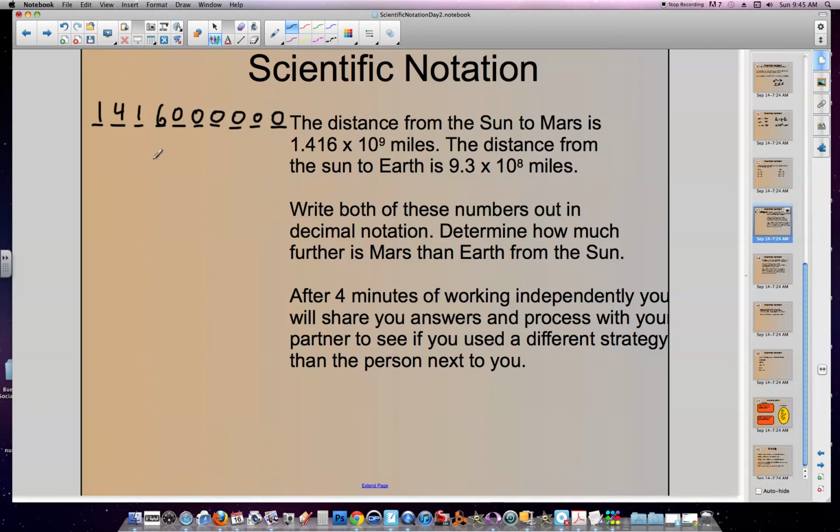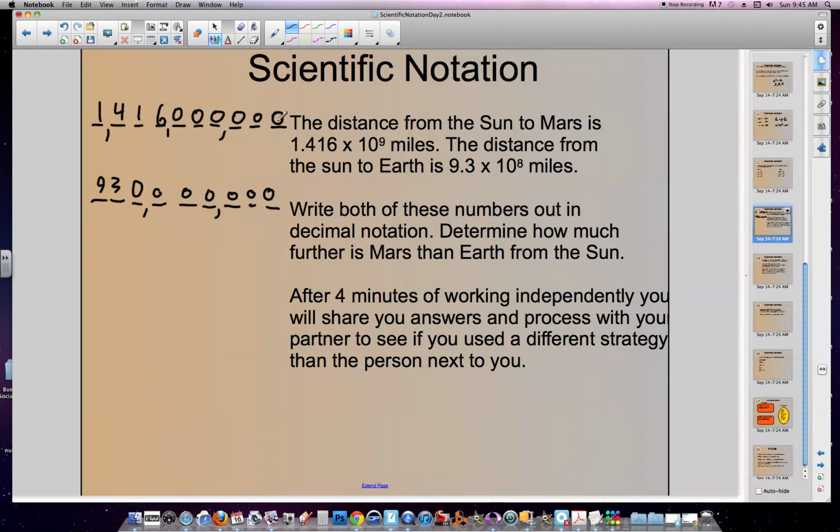That's how many miles the sun is to Mars. That's an accurate number. What is that? That's 1,416,000,000 miles. And the distance from the sun to the Earth, let's take a look. That's 10 to the 8th. 0, 1, 2, 3, 4, 5, 6, 7, 8. It's a 9 with a 3 to the right of it, and then the rest are zeros. So what is that? Let's take a look. That's 930 million miles.